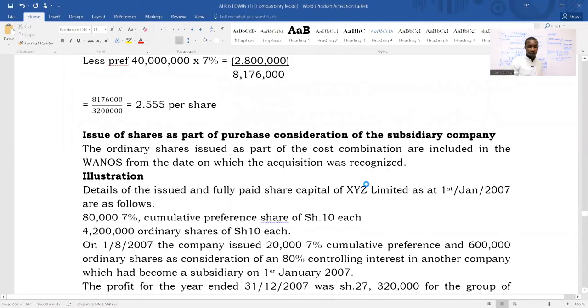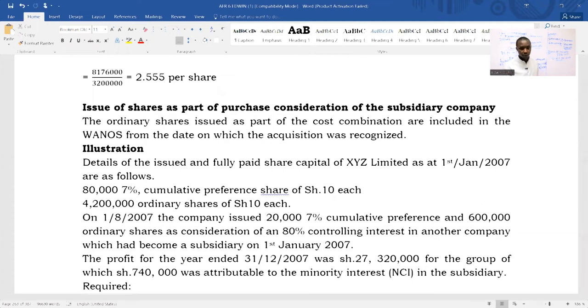Now, when there is an issue of shares as part of the purchase consideration of a subsidiary company, that is, when the parent acquires another company and pays through shares, how do you weigh those shares which were given out? Remember, you have entered into an agreement to purchase a subsidiary today, but you have not issued the shares today. You issue the shares later. So from what time are you supposed to weigh those shares, as part of the purchase consideration?